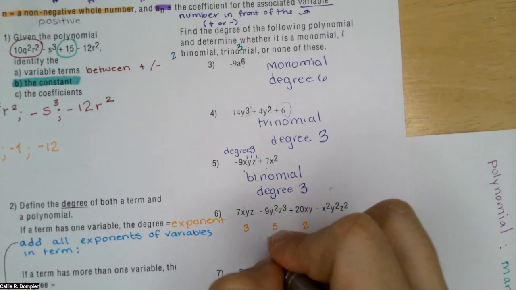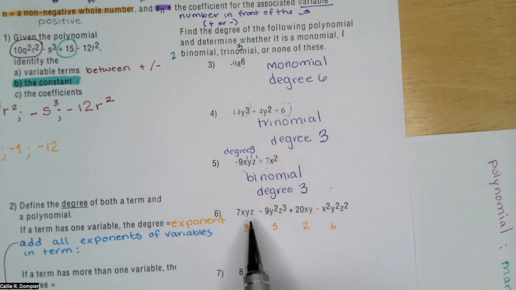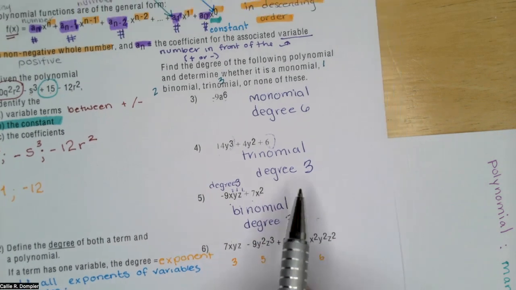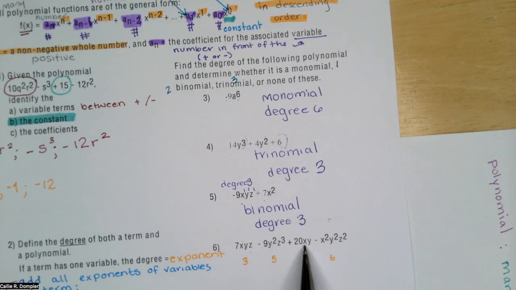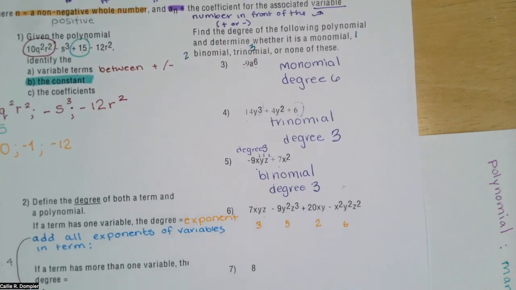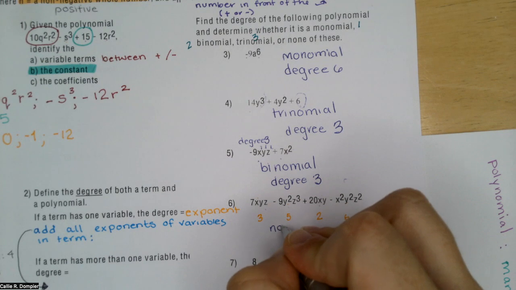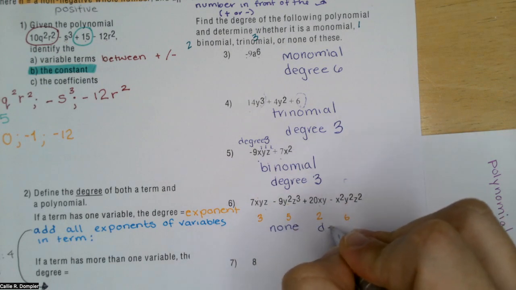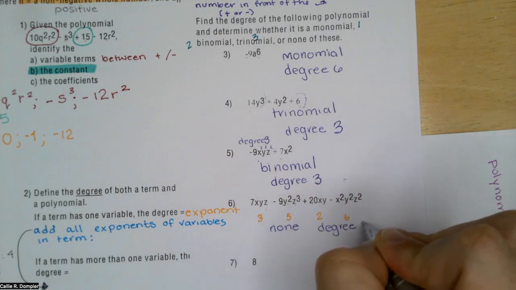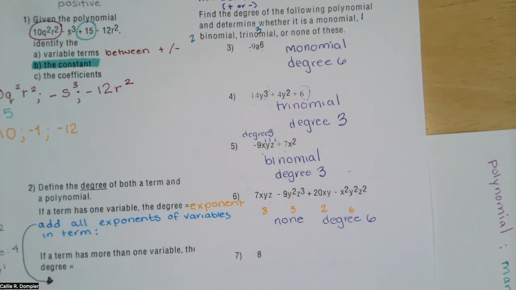This one. So this is not a binomial, 1, 2. Is it a trinomial? 1, 2, 3? No. Is it a monomial? 1? No, it's none. And it is degree 6.